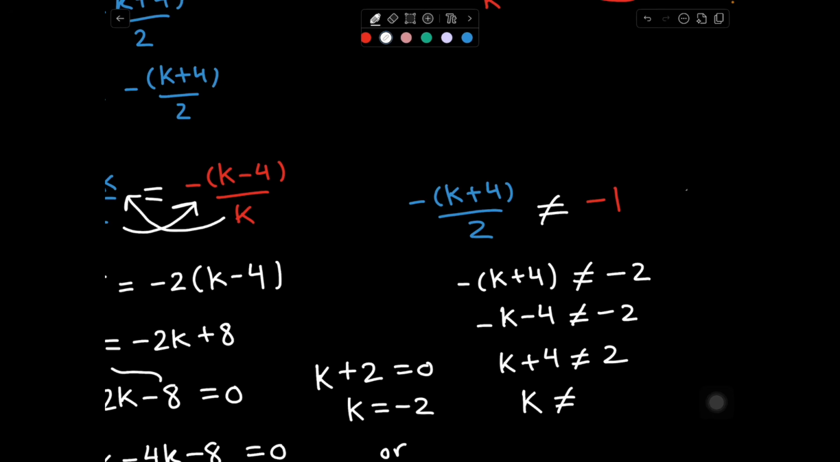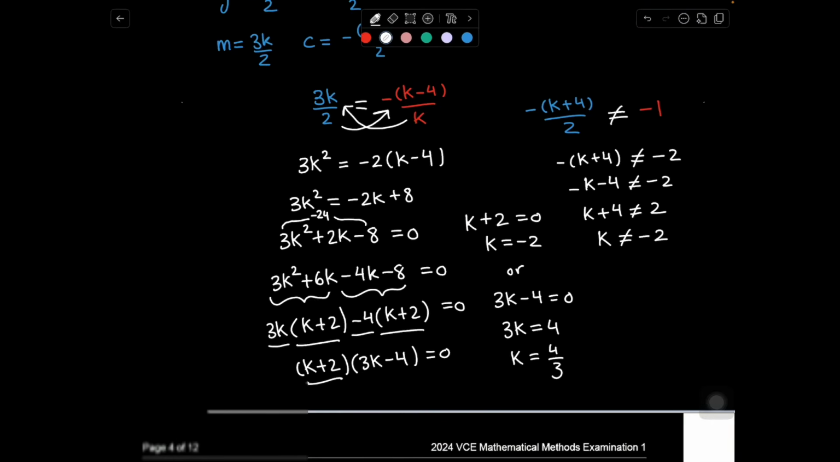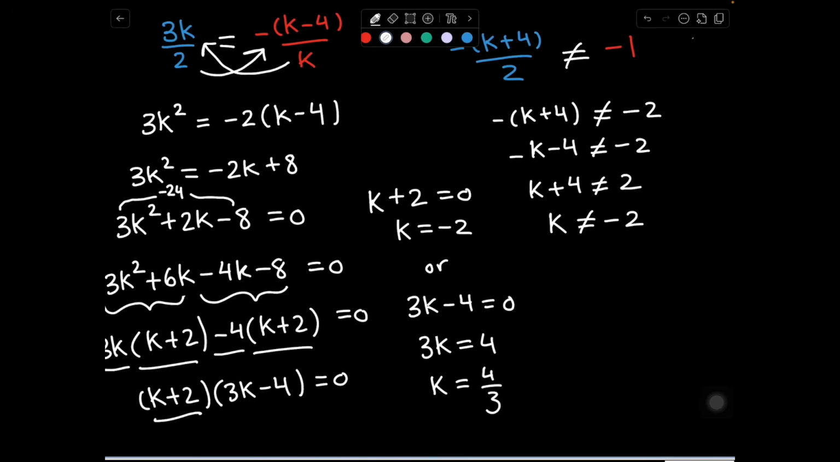So k is not equal to negative 2. So you can see how, based on looking at our gradient and our y-intercept, k should not be negative 2. So get rid of that answer. And our answer should be k equals 4 on 3 only.